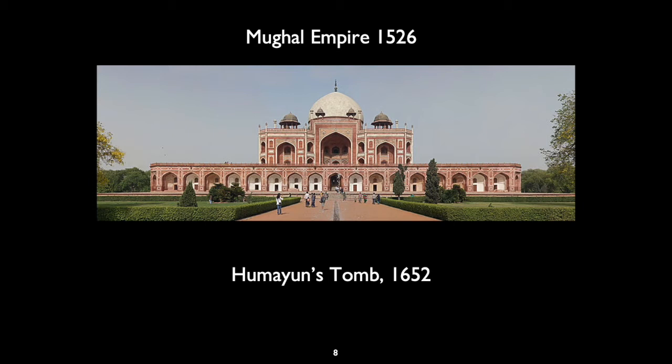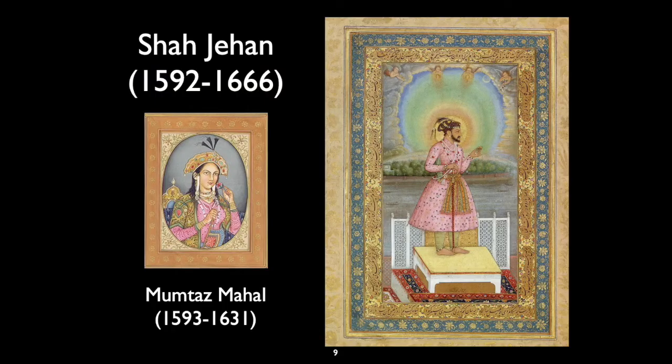But it would be the job of Shah Jahan, several emperors later, to build what would become the most famous of all tombs of the Mughal dynasty, one that has never been surpassed. He built this in memory of his dearly departed wife, Mumtaz Mahal, who died in childbirth after giving birth to 14 children.